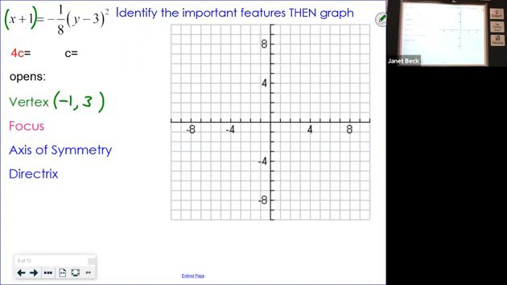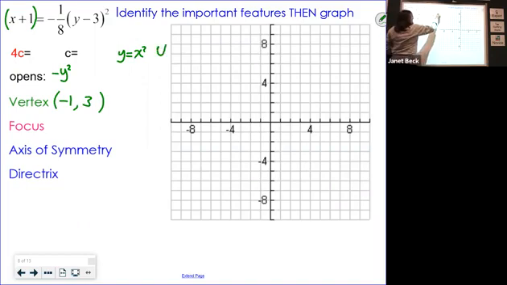And now we have to decide which way is it going to open. So to know which way it's going to open, I just glance at it and see which is being squared. Is it x that's being squared or is it y that's being squared? Well, it's y that's being squared. And then go and look at your coefficient. It doesn't matter which side it's on. Our coefficient is negative. So we've got negative y squared. That's going to tell me which way it opens.